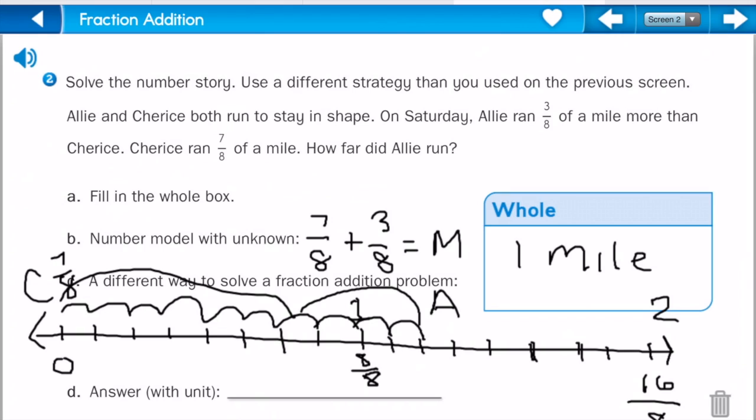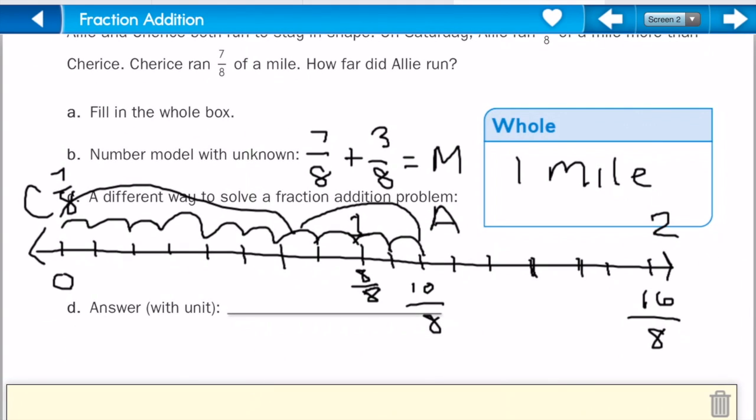And we know that this is 8/8. So 8/8, 9/8, 10/8. So let's go ahead and label that 10/8. So our answer with the unit, I'm going to go down and put it below it.